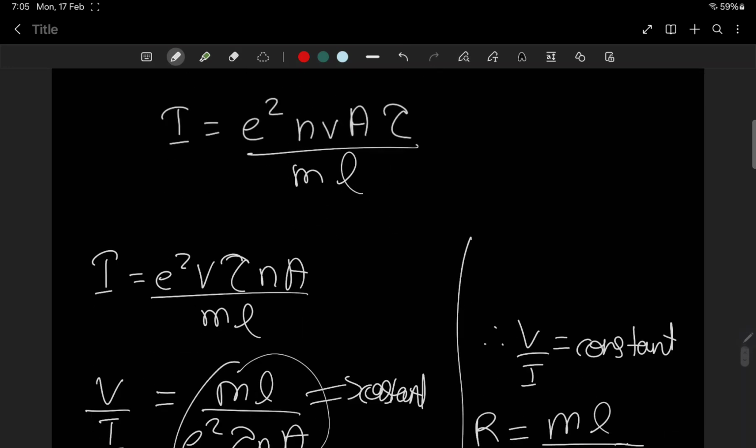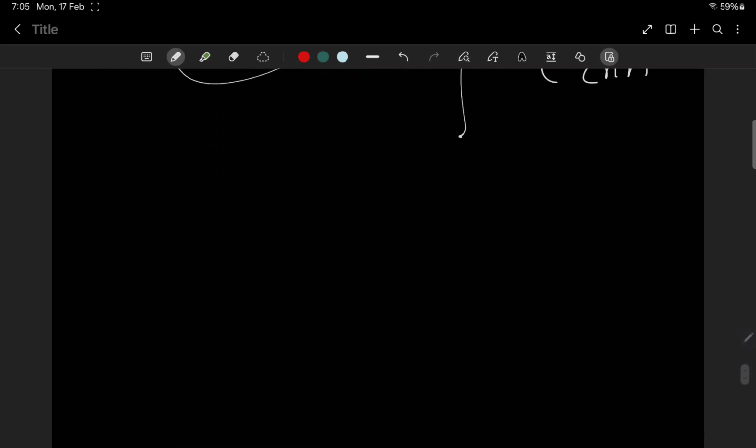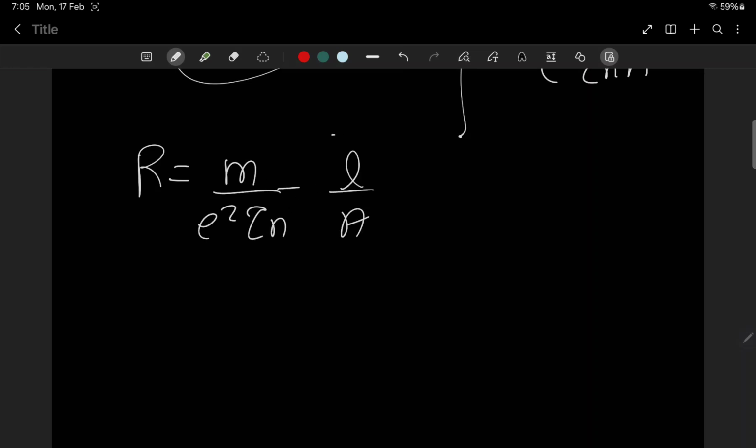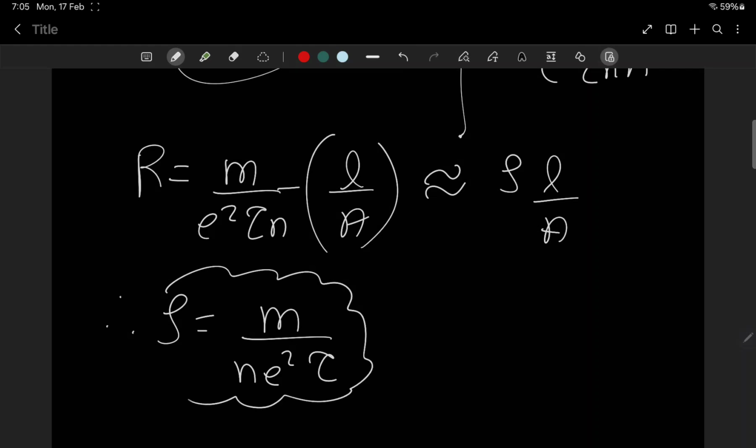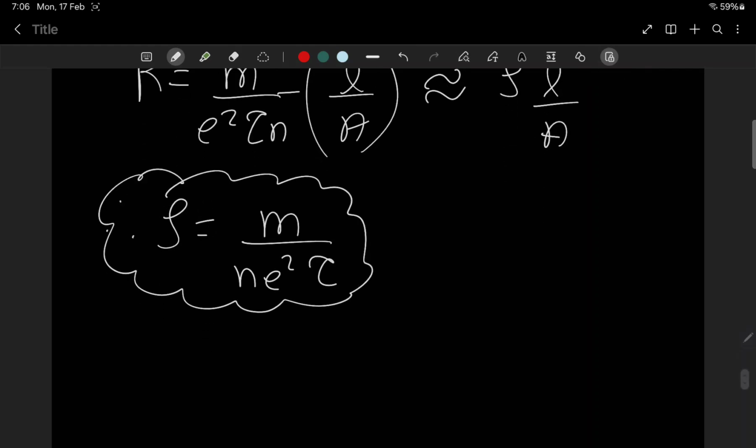That is resistance. From this resistance equation, we also get resistivity. R = m by e squared τn into L by A. Look, this is similar to rho L by A. Therefore, rho = m by ne squared τ. Got it? Hence we derived that also.